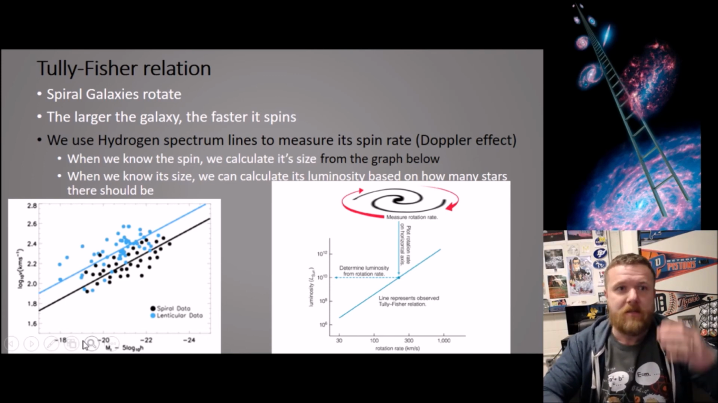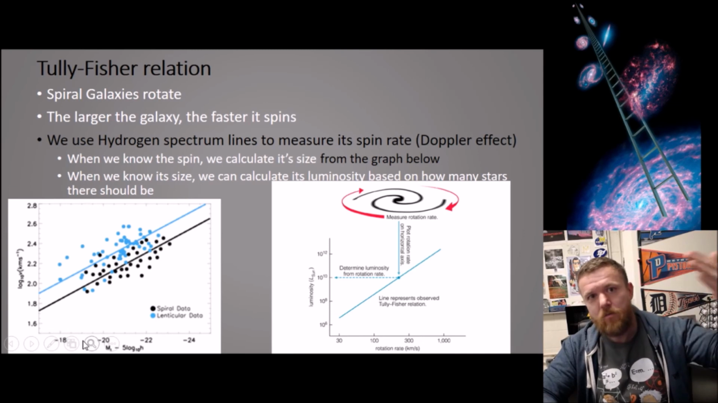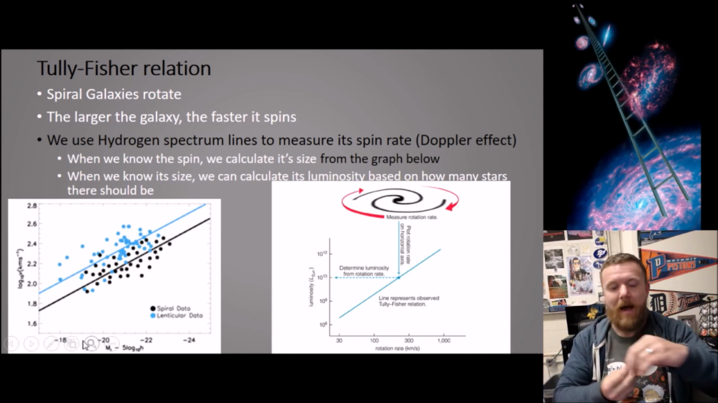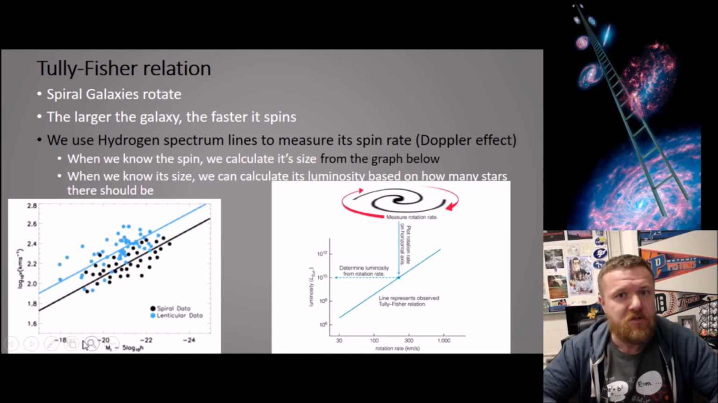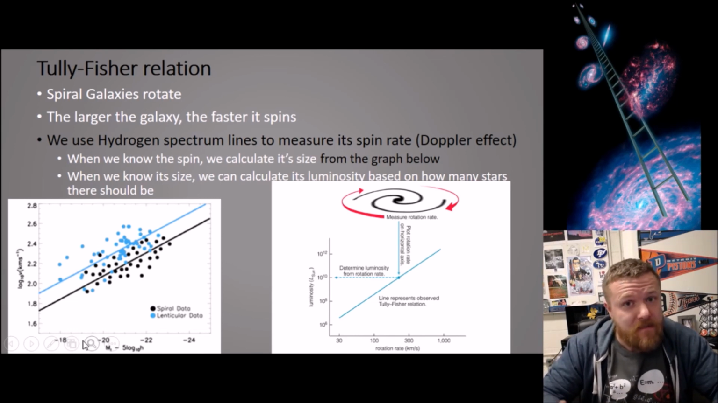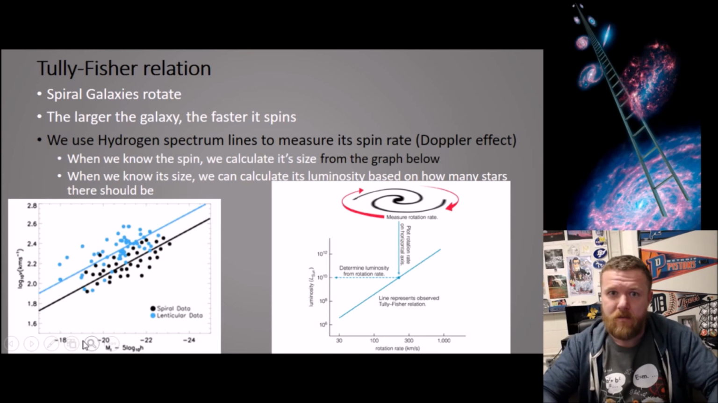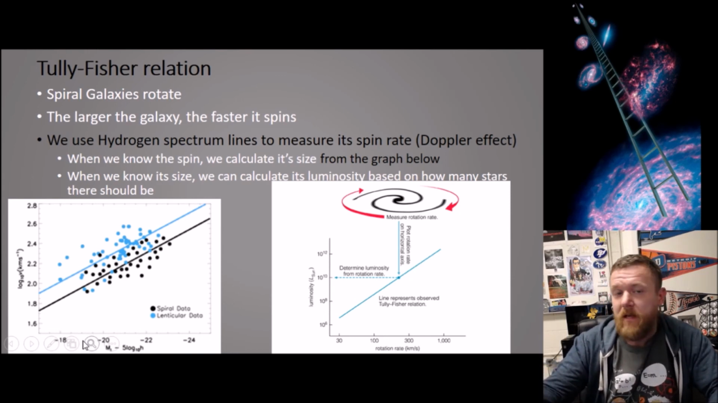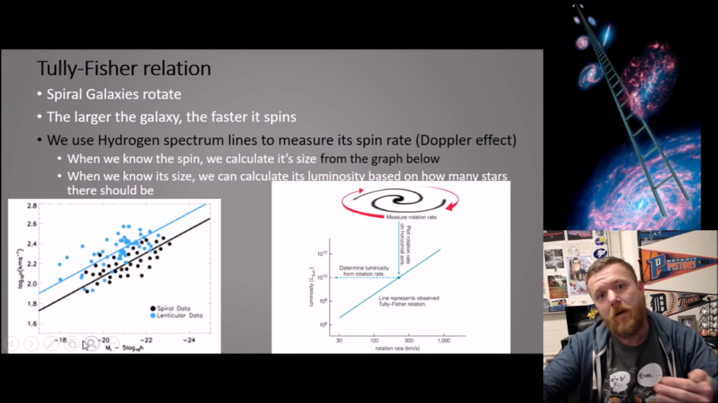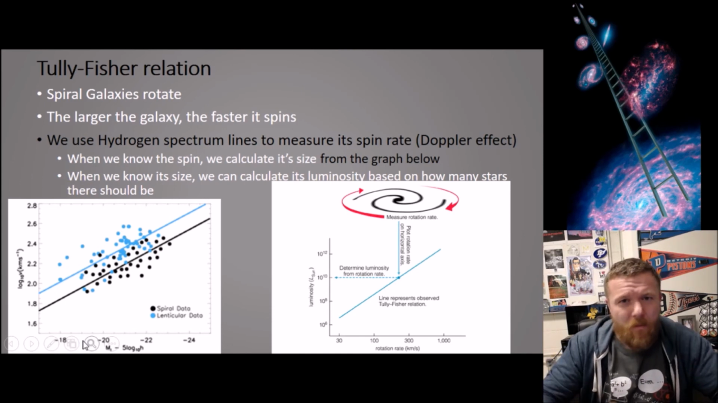We now can see a distant galaxy that is way far away. We calculate how fast it is spinning because we look at the redshift of those hydrogen lines, and if we know how fast it's spinning, all of a sudden we know its brightness. We then calculate how bright we see it compared to how bright it should be. That will tell us its distance. And we can do this for galaxies millions of light years away, which I think is pretty cool.